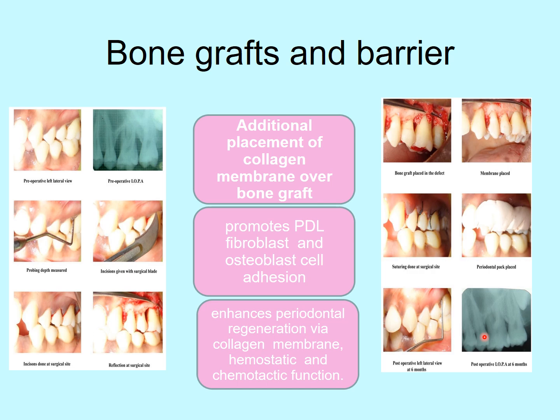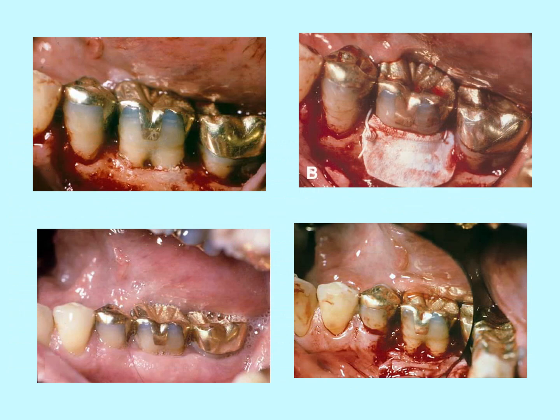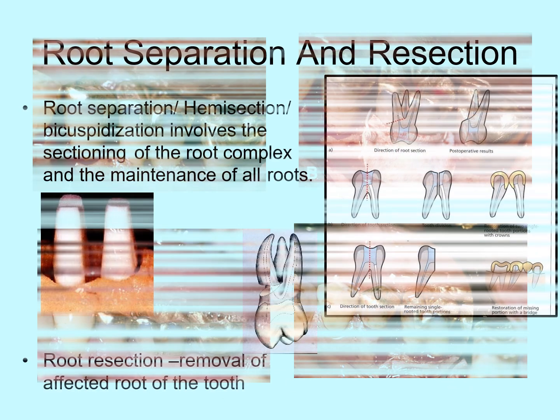You can see the increase in bone level compared to pre-operative. Additional placement of membrane over bone graft always promotes periodontal fibroblast and osteoblast cell adhesion, which enhances periodontal regeneration through the collagen membrane's hemostatic and chemostatic function. This is the procedure done with the GTR membrane. You can see the bone defect and the GTR membrane placed, then closed, and this is the post-operative view.